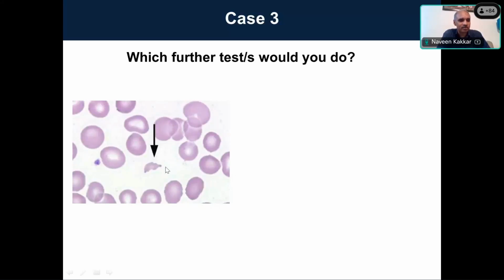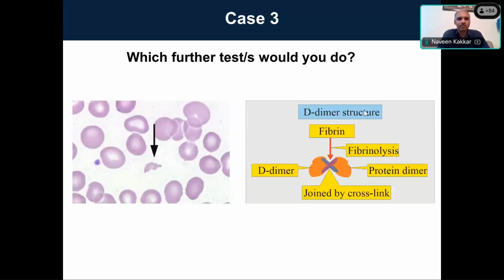it has struggled through, coming out in the peripheral circulation, and has got injured by the fibrin, and that is indirect evidence of presence of a thrombi. That's why schistocytes are there. This is not typical hemolysis. And you would obviously do a D-dimer because it's a cross-linked protein dimer, the D-dimer.